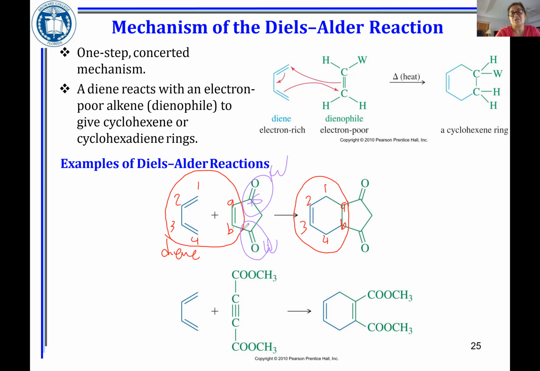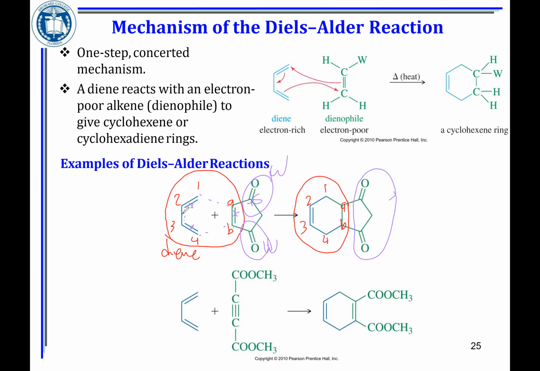Whatever is attached, and the way that they are attached, is going to stay and copy itself on the product side. So we have a cyclic portion of the dienophile that is going to be copied over. The only change is that these 3 pi bonds are breaking, okay? And 2 sigma bonds are forming and 1 pi bond is forming. Any questions so far?